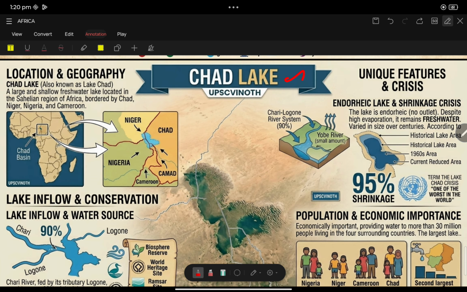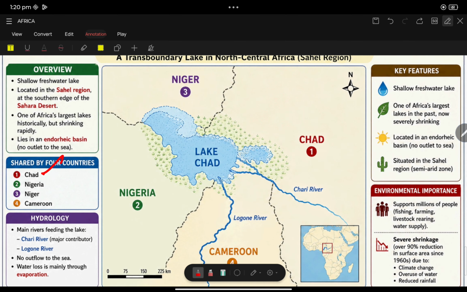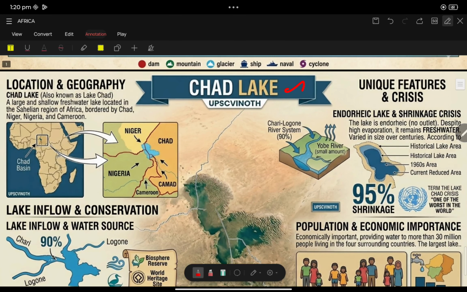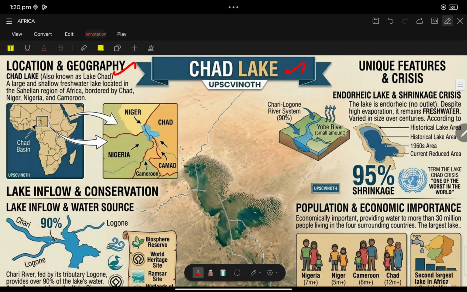Because it provides water to major countries: Chad, Nigeria, Niger, Cameroon. That is drinking water, so this is very much important. First of all, Chad Lake is also known as Lake Chad, a large and shallow freshwater lake.